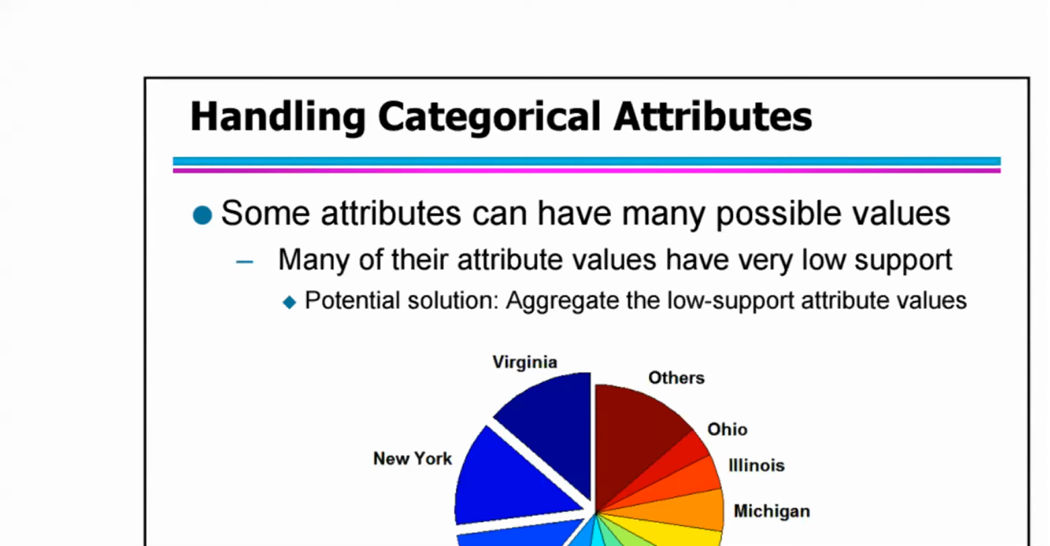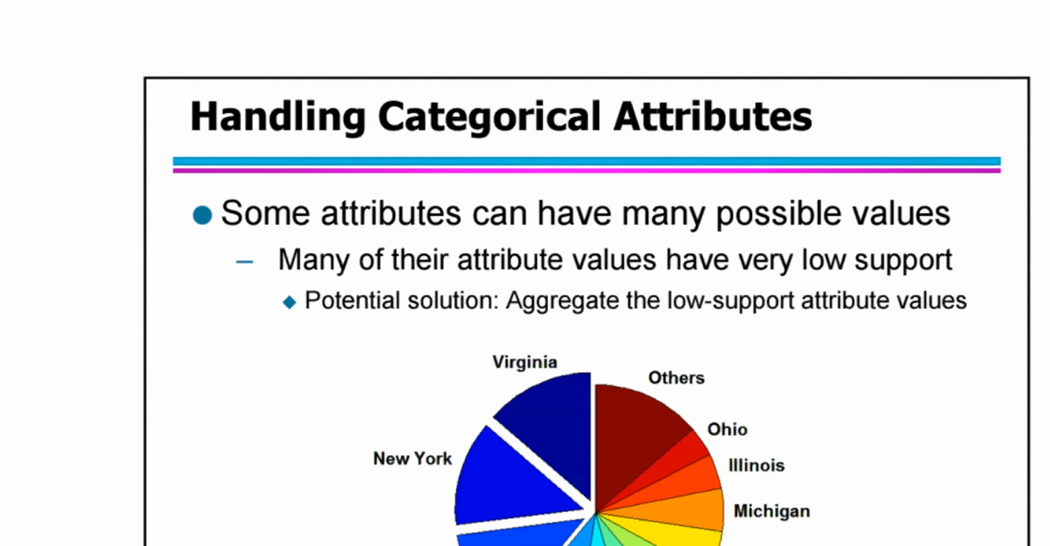So for example, you can consider each state name and replace it with the corresponding geographical region, such as Midwest, Northwest, Southwest, East Coast. All states you represent with geographical regions. Another possibility is to aggregate the less frequent attribute values into a single category called others.